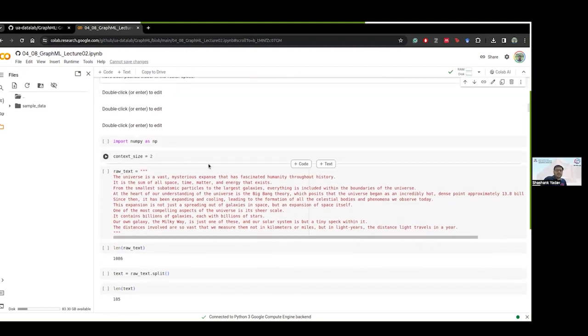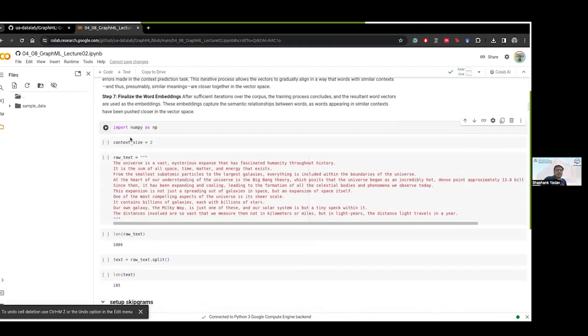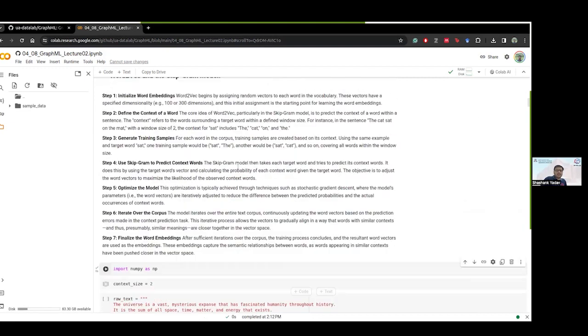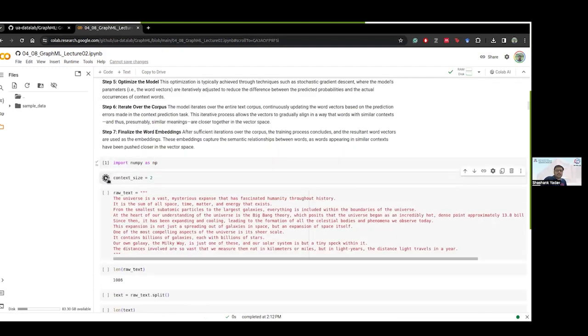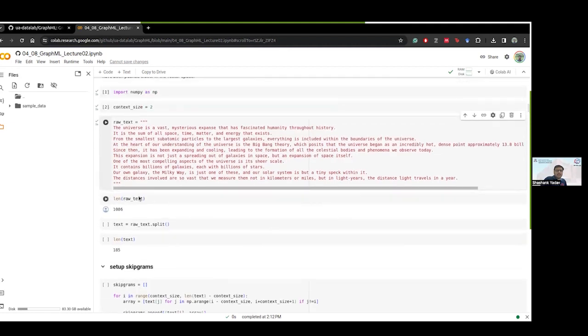Okay, so to illustrate that, we have a small example here. Let me delete these first. Let's start by importing the NumPy library, and we'll define the context size as 2, as shown in this text. We have this raw text about the universe, what galaxies are, and light years. Let's run this. The total length, if this is one single string, is about 1079 characters.